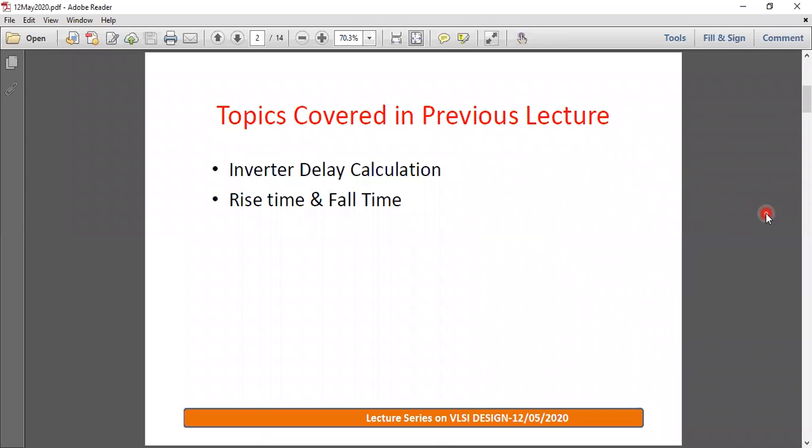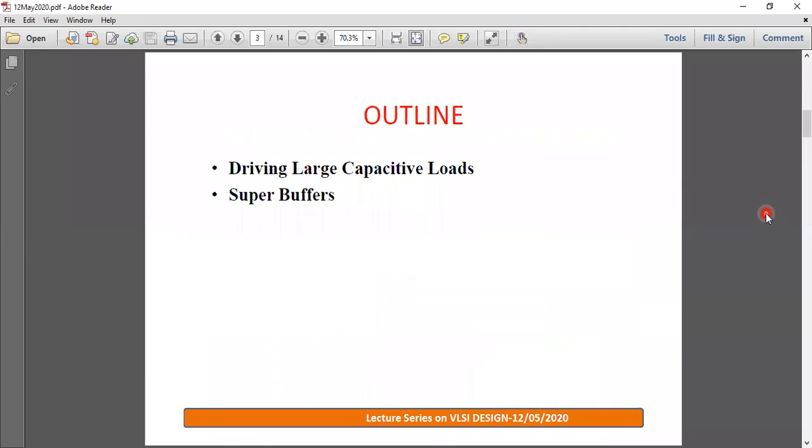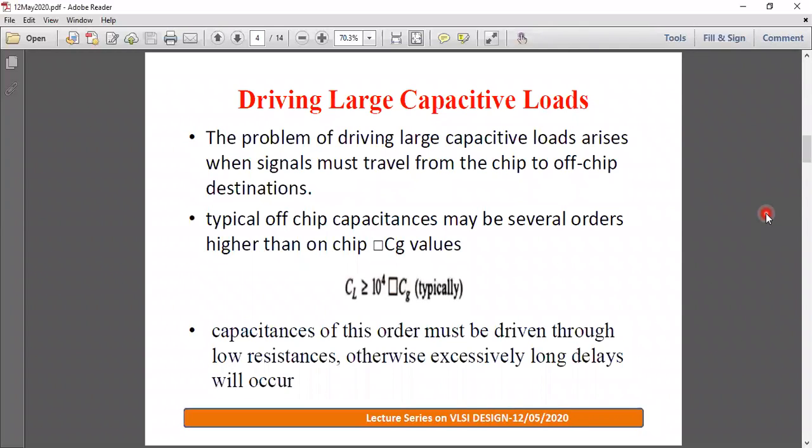In the previous lecture, we studied inverter delay calculation, rise time and fall time. So in this lecture, we will study driving large capacitive loads and super buffers, that is inverting super buffer and non-inverting super buffer. We'll begin with the first concept, that is driving large capacitive load.